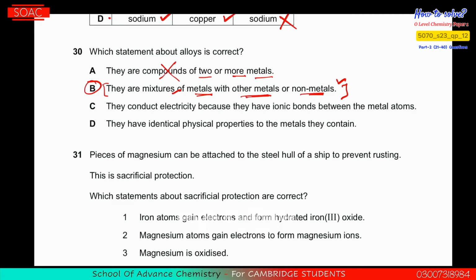However, let me check the C and D options. They conduct electricity because they have ionic bond between metal and metal atoms. No, they are not having ionic bonds. It's not a chemical compound, it's a physical mixture. D, they have identical physical properties to the metals they contain. They are not having identical physical properties. I mean, alloy is having different physical properties. So, again, it is confirmed that B is the correct option.